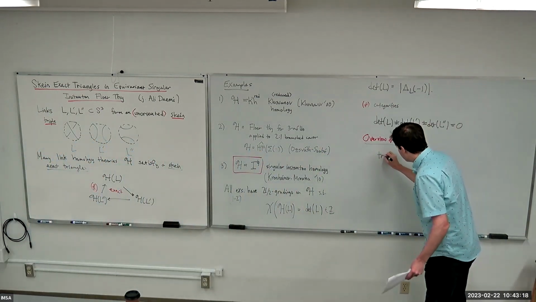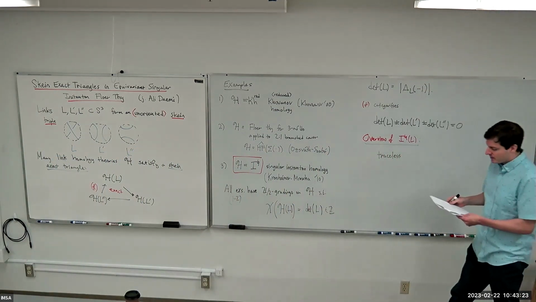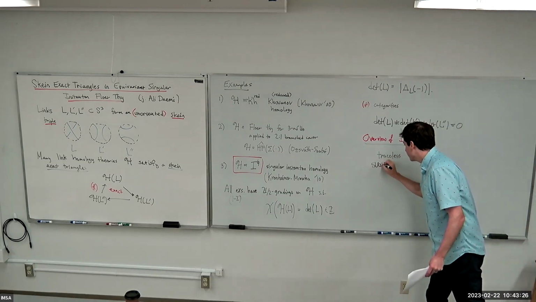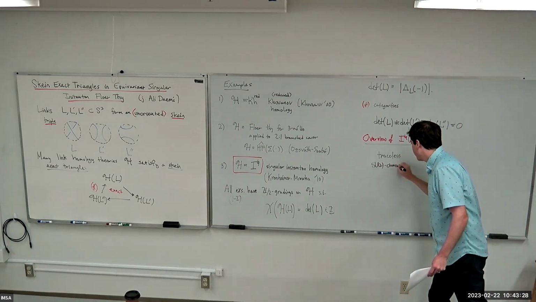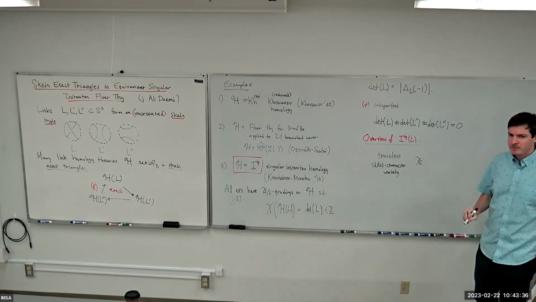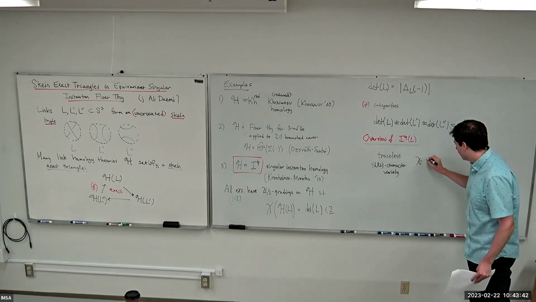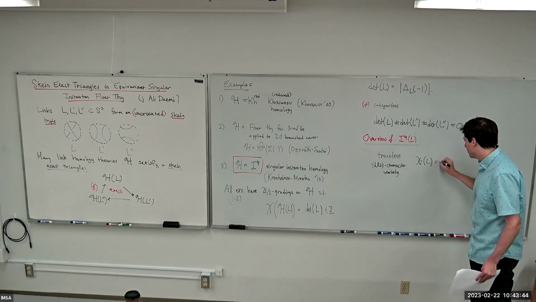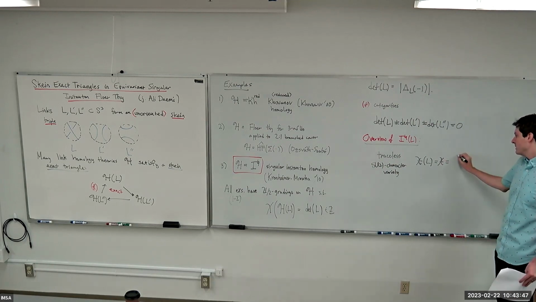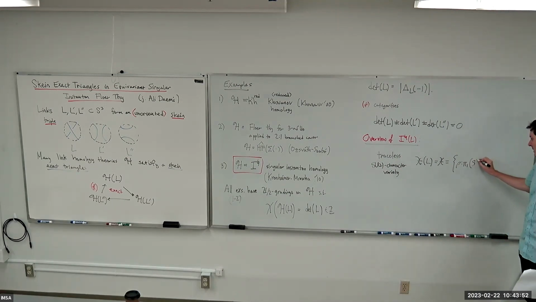So an important object to begin with is the traceless SU(2) character variety of a given link. I'm going to use the notation X of L, which maybe I'll just sometimes call X. It is the set of homomorphisms from the fundamental group of the complement of your link to SU(2).